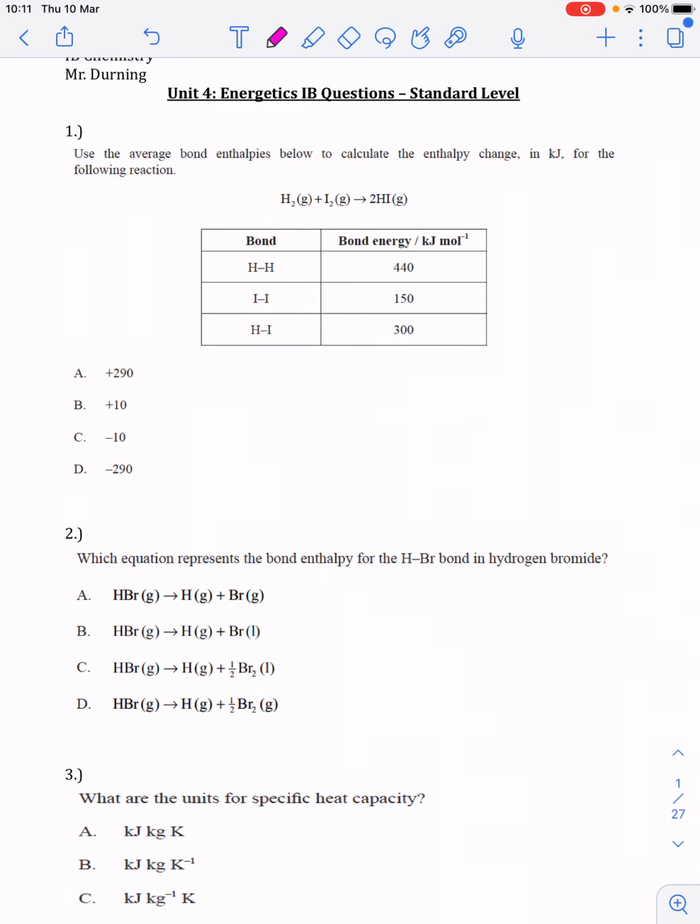Okay, paper 1. Using the bond enthalpy values given, we're going to calculate the enthalpy change for the reaction. So we know that we should calculate the enthalpy change this way by adding up the sum of all the bonds breaking, and then we'll subtract the bonds that we're forming. We do it in this order because the negative sign makes the values negative.